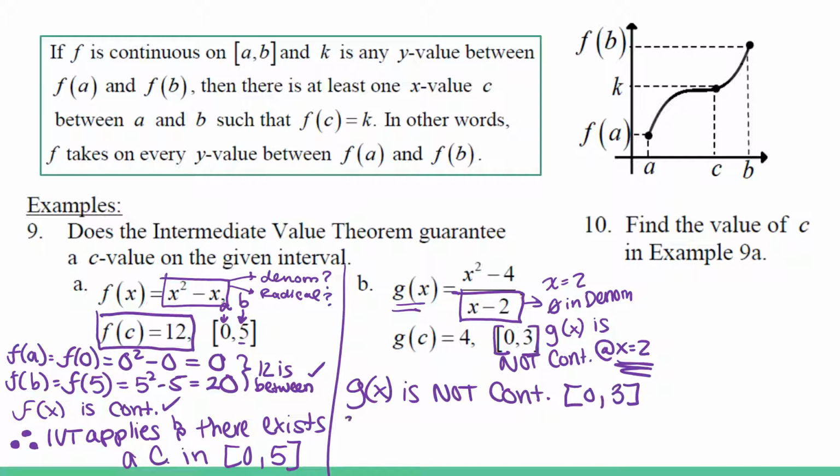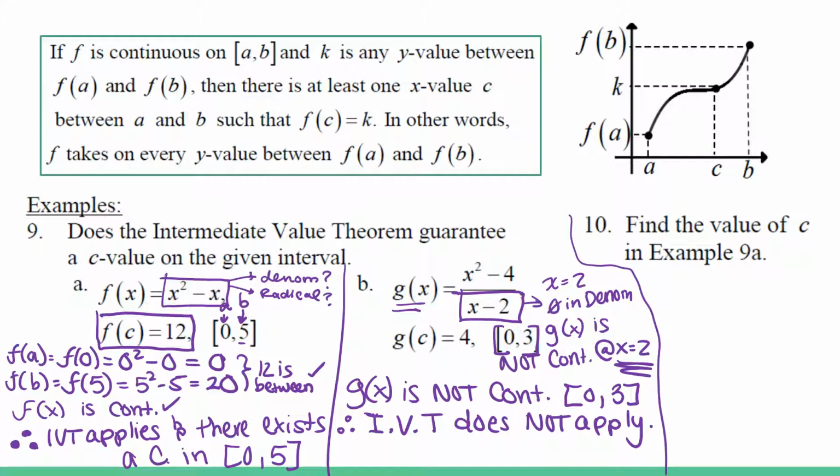We can say, therefore, IVT does not apply. All right, which essentially means we can't guarantee there's actually a c value between those numbers. We get there, we can move on.